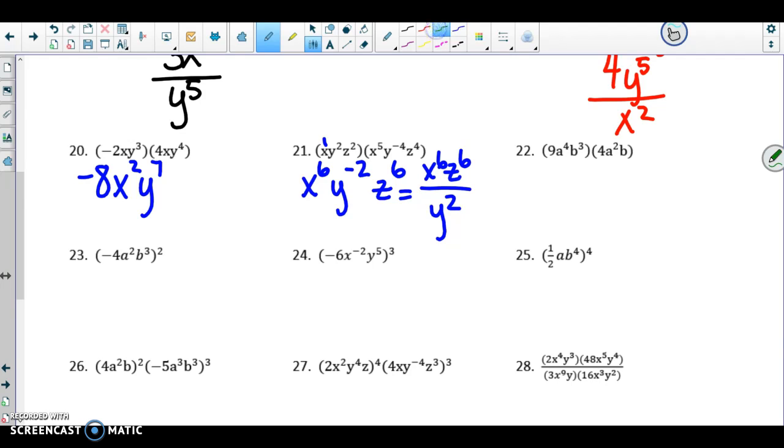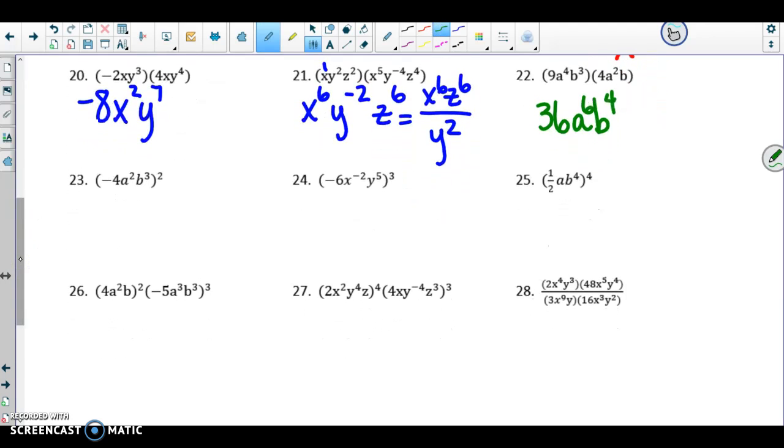All right, last one on this row. I have big ones, so I'm going to multiply the 9 and the 4 to get 36. A to the 6th, because I would add my exponents, and b to the 4th. I don't have any negatives, so that is just my answer there.